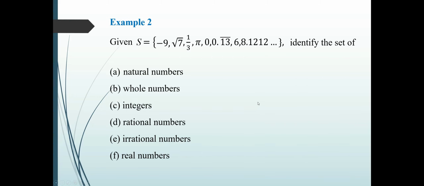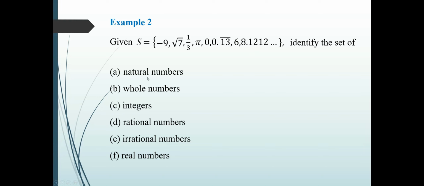Okay, so the second example. From this given set, identify A to F. So what are the natural numbers here? Okay, so we see that there are lots of numbers here. And the largest one is 8.1212. Is this a natural number? No, it's not, because it has lots of decimal numbers.